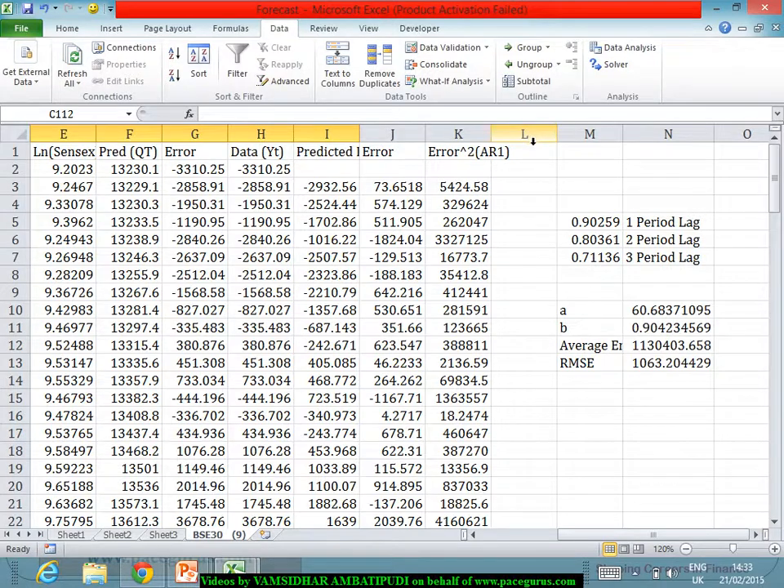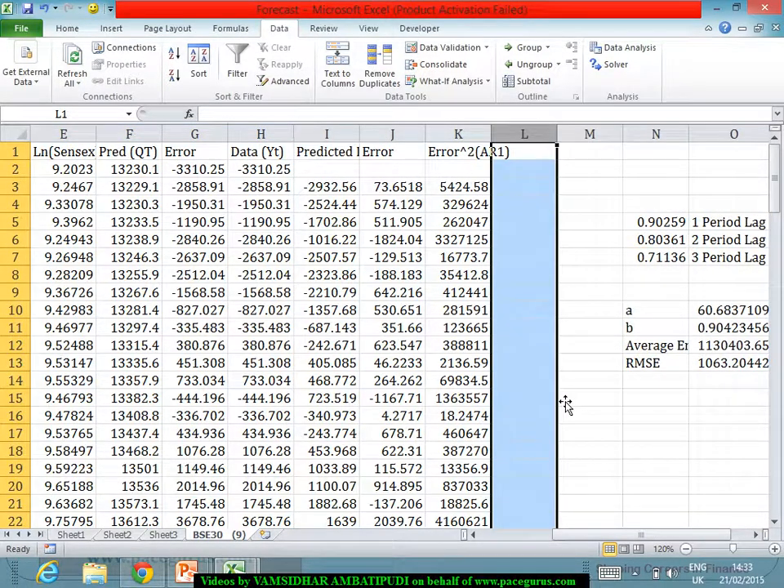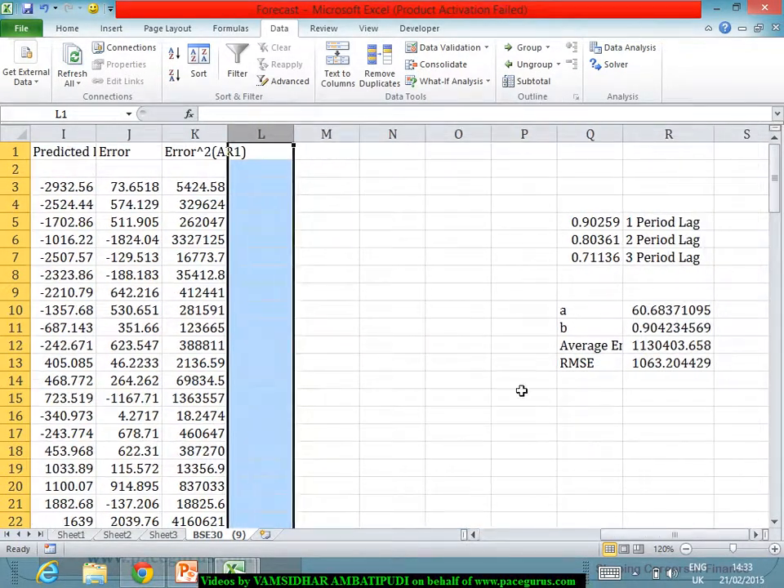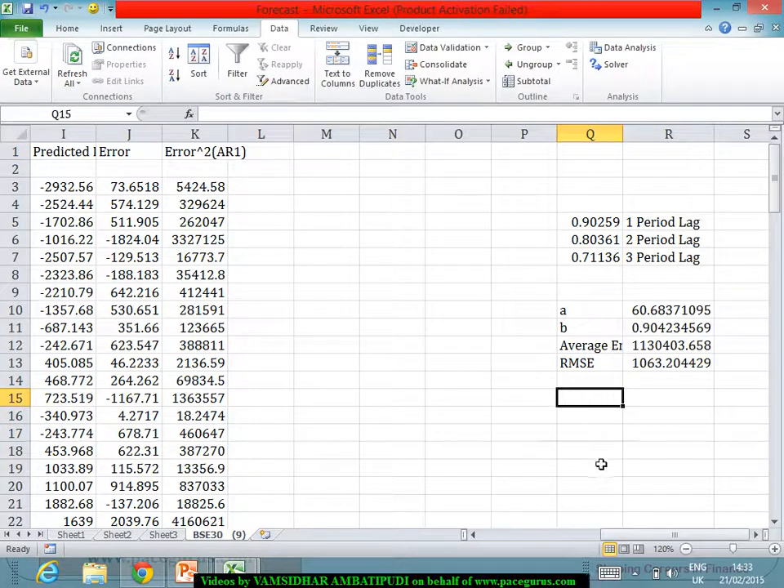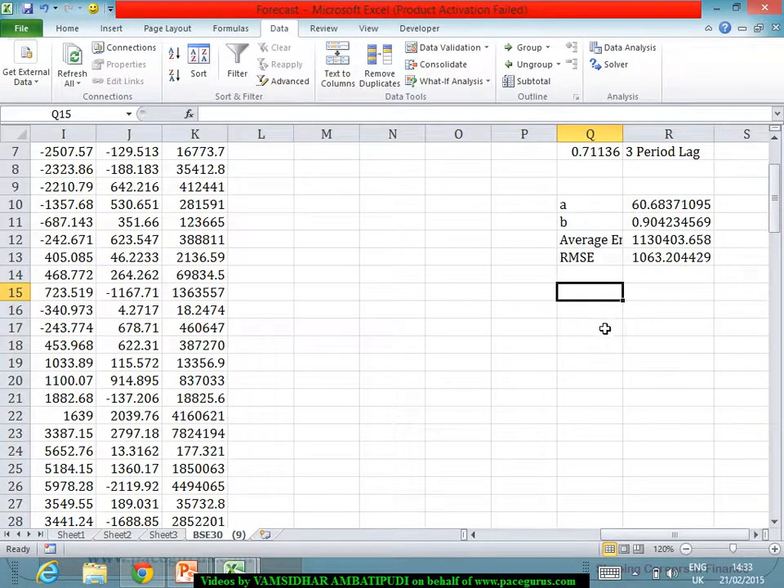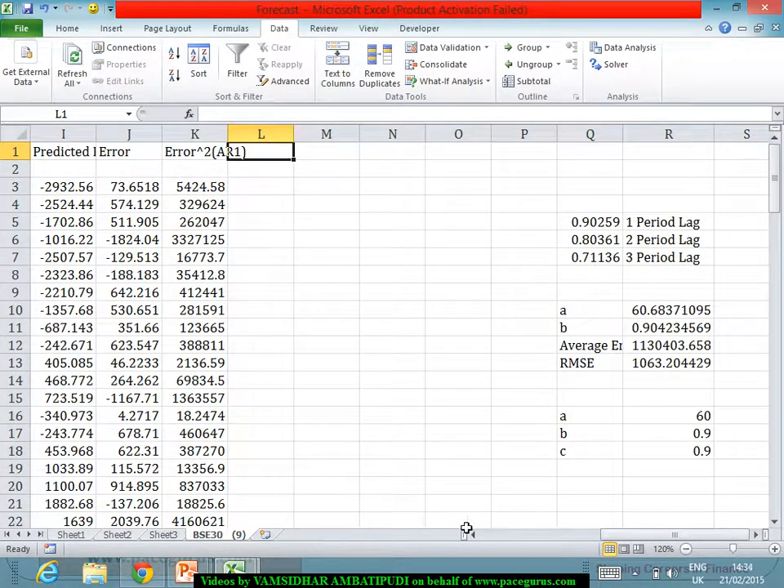The same logic now I can continue, testing out if the AR2 model is appropriate for this data or not. Now how do I go about with that? In AR2, the equation we'll have is yt equal to a plus b yt minus 1 plus c yt minus 2. So building the same stuff here, let me start with a as some 60. Now b I'll start off with some 0.9, and c also let me start with 0.9.